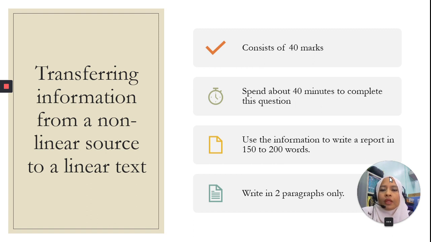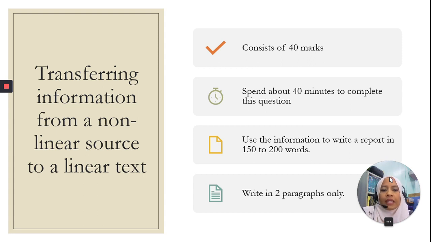The total mark for this question is 40. And you are advised to spend about 40 minutes to complete this question. Now, let me remind you that the MUET writing paper will be 1.5 hours long, which is 90 minutes. And you are advised to spend 40 minutes on question 1 and the remaining 50 minutes on question 2. This is all up to you. If you want to spend more time on the essay, then you have to spend less time on the report writing question. But you are advised to spend 40 minutes.